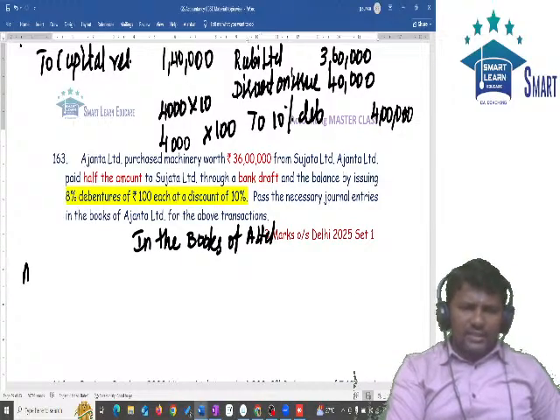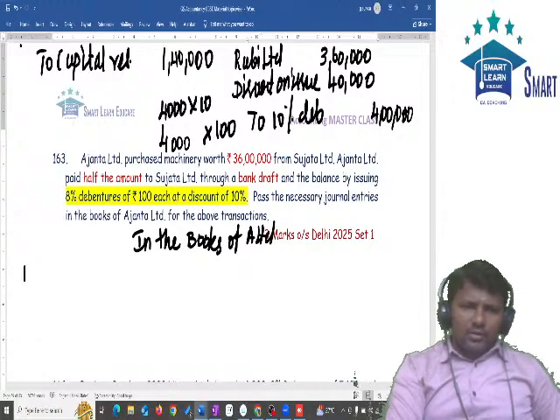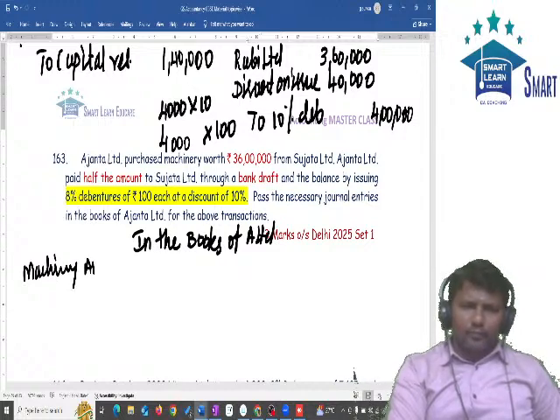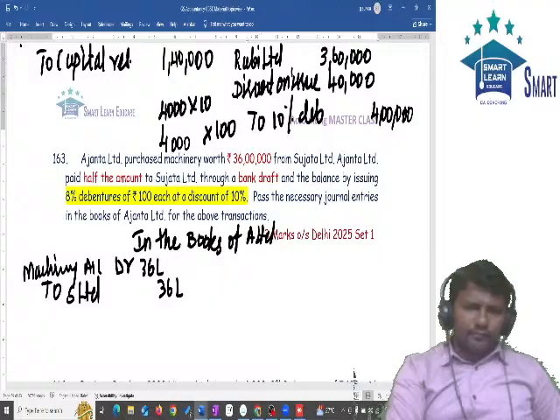Asset entry, asset account debit. What is the asset name? It is plant and machinery. Machinery account debit, to S Limited. We purchased from S Limited. We need to pay 36 lakh.